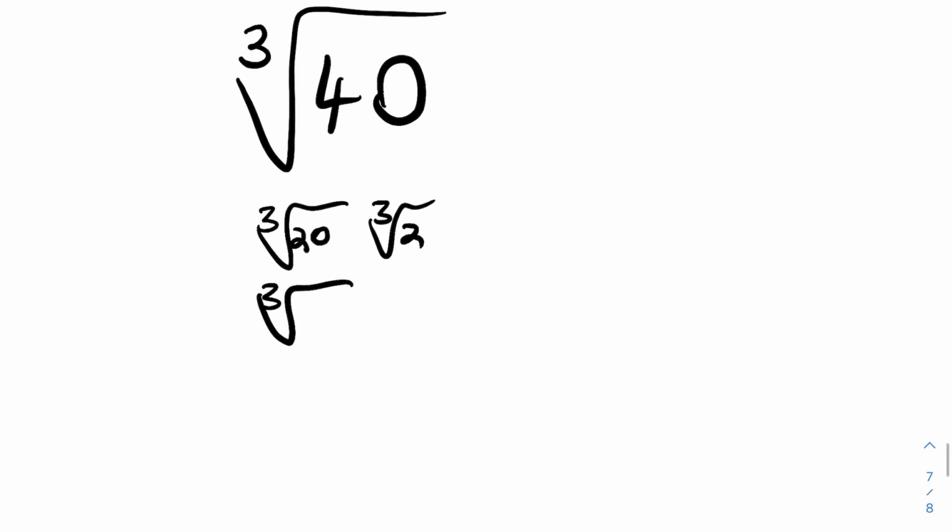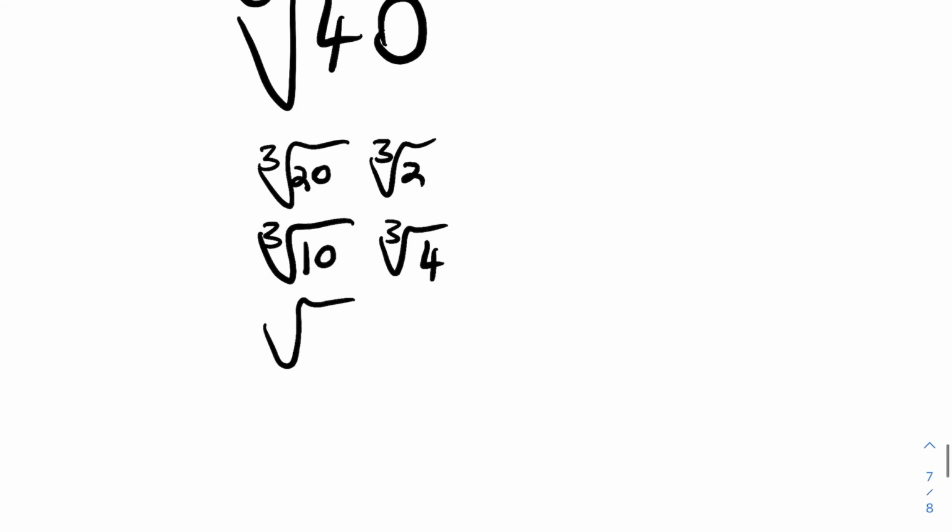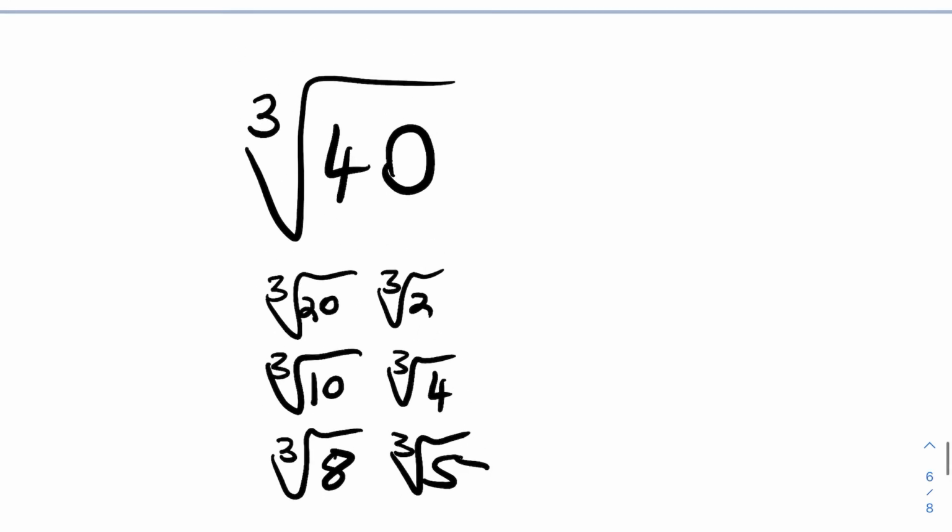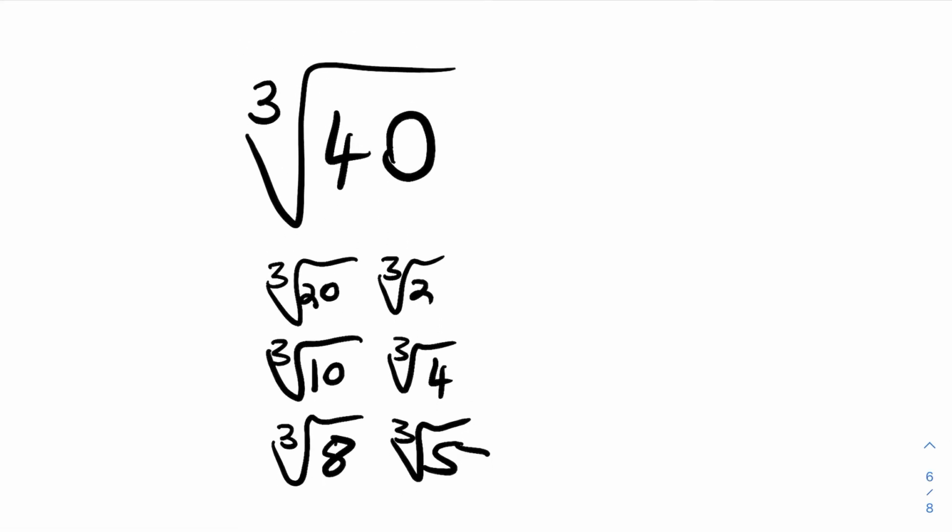There's the cube root of 10 times the cube root of 4, since 3 doesn't go in, but 4 does. 5 doesn't go in. There's the cube root of 8 times the cube root of 5. 6 or 7 don't go in, and there's 8 on the list already. So these are all the factorizations.